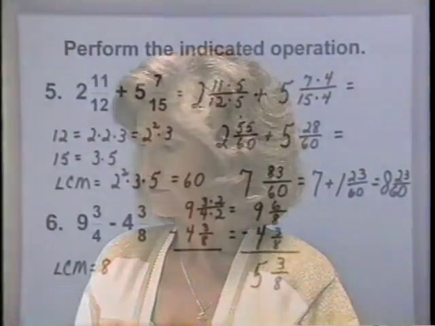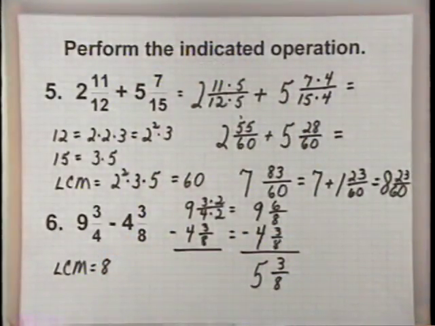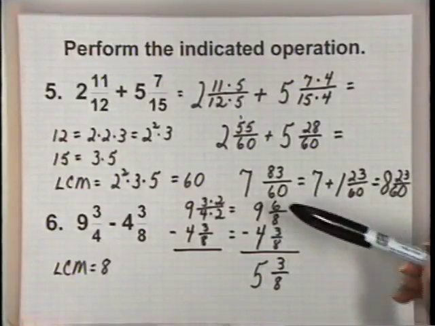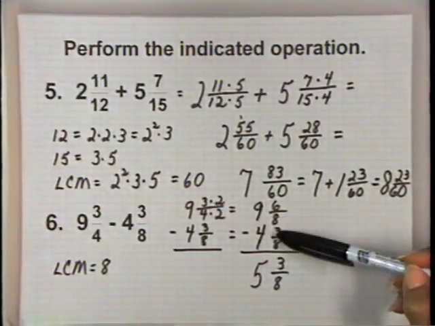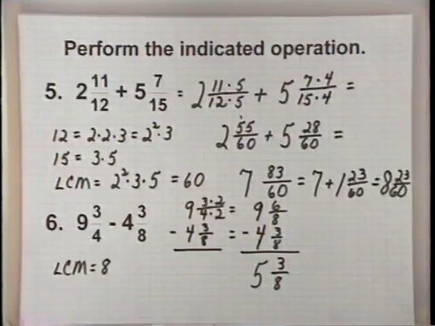Now, have you noticed that in our subtraction, each time that I have subtracted, the fraction in the first mixed number has been larger than the fraction in the second mixed number? Let's look back at problem number 6. Notice 6/8 is larger than 3/8.